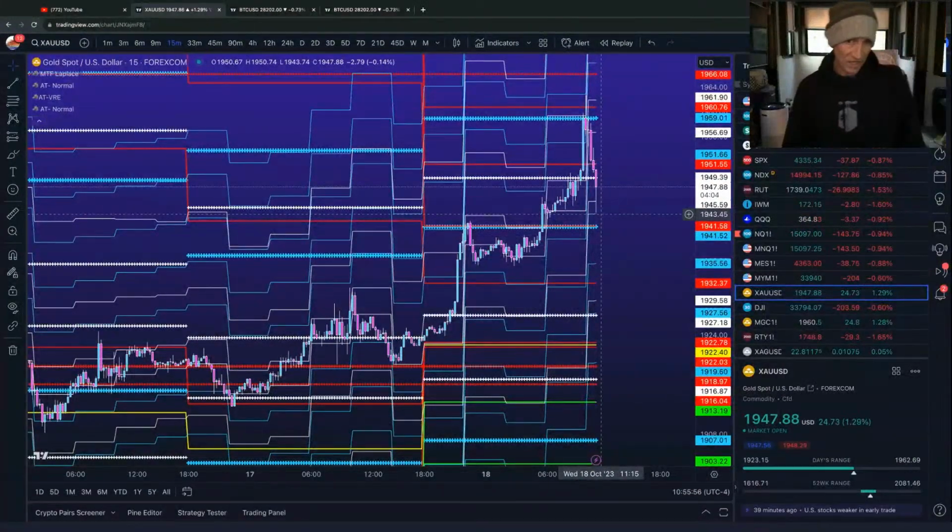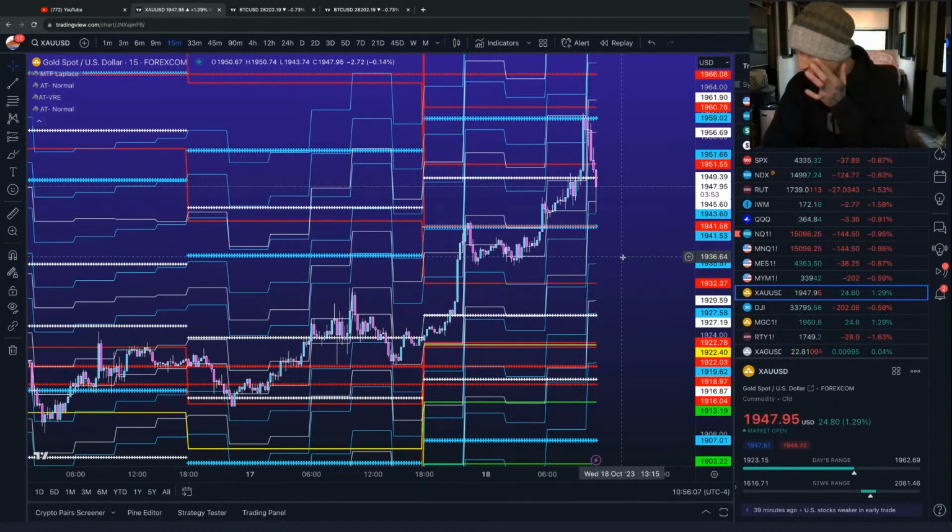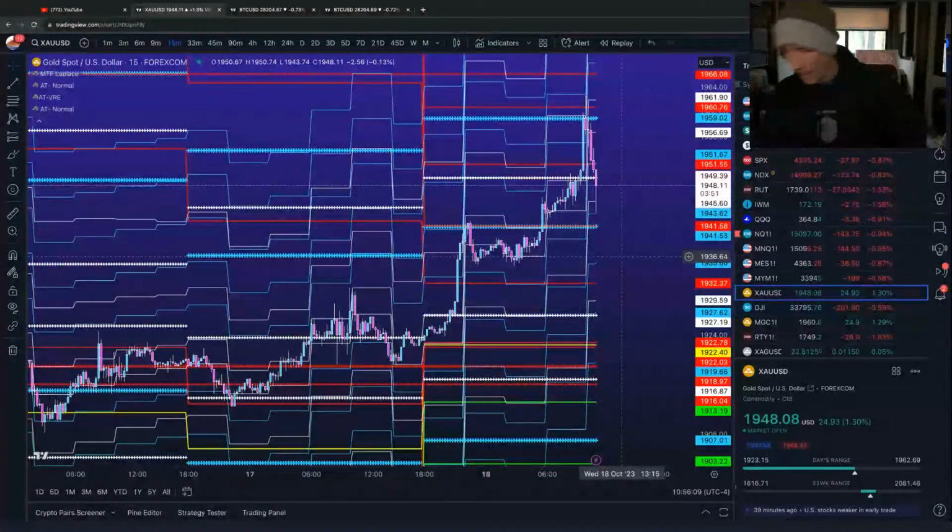When you learn how to read these indicators, guys, gals, that's what I like seeing too. I love seeing when ladies come into the chat, right? We need more ladies trading out there. We really do. So bring it.